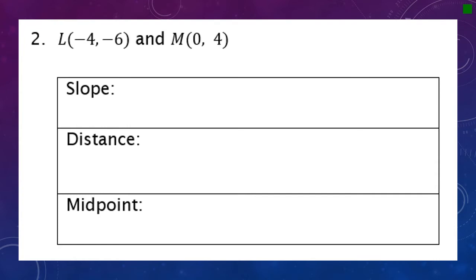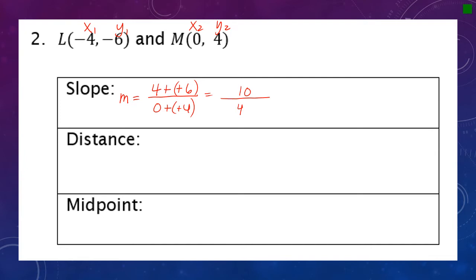Example 2 is just like example 1, except we have different points. So again, I'm going to label x1, y1, x2, y2. And now I'm going to plug it into all the formulas. So for slope, I have y2 minus y1 over x2 minus x1. And then when I simplify, 4 minus negative 6 is actually 4 plus 6, or 10. And 0 minus negative 4 is actually 0 plus 4, which is 4.